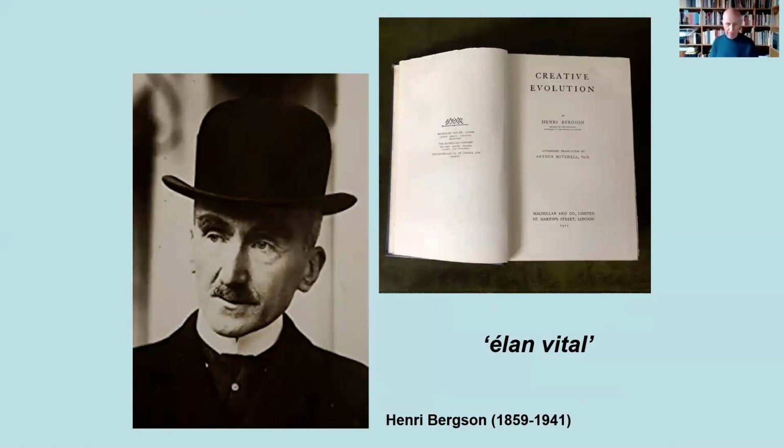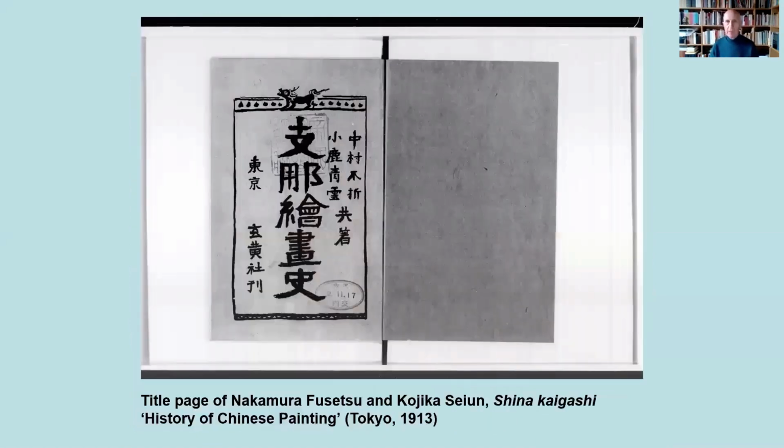But the parallelism is complicated if we consider a work which appeared just 2 years after Binyon's Flight of the Dragon, in the very first years of the Chinese Republic. Published in Tokyo, the 1913 History of Chinese Painting by Nakamura Fusetsu and Kojika Seiyun was undeniably one of the most successful accounts of its subject in the first half of the 20th century. The Japanese edition was reprinted 6 times between 1913 and 1922, and throughout the 1920s it was extensively mined and plagiarized by Chinese authors, even before an official Chinese translation appeared in print in 1936.